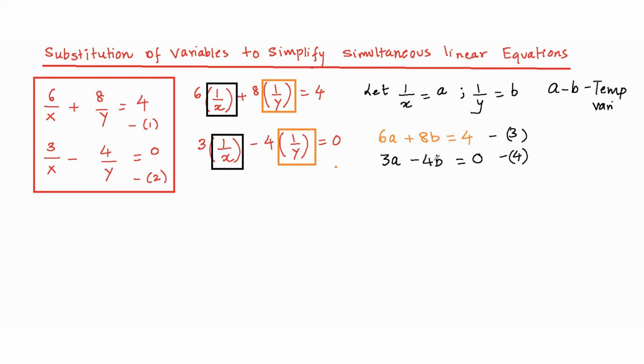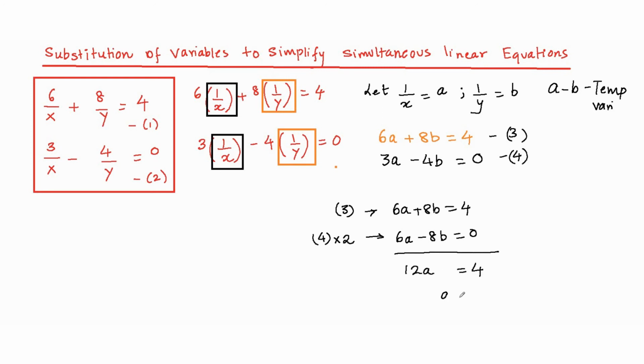I know that I can eliminate b easily. So let me write the third equation as 6a plus 8b is equal to 4. And let me multiply the fourth equation by 2. So because of which I get 6a minus 8b is equal to 0. On adding these two equations, I get 12a is equal to 4, which means a is equal to 4 by 12. Therefore, a is equal to 1 upon 3.